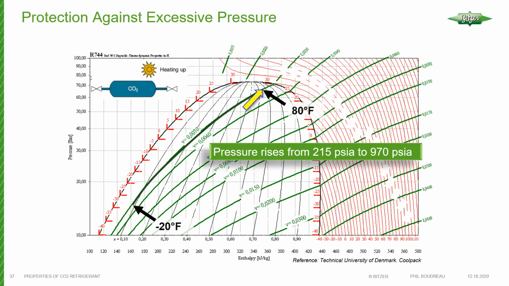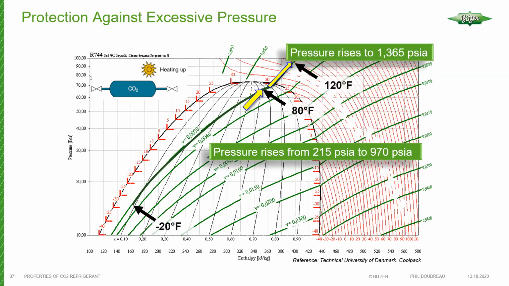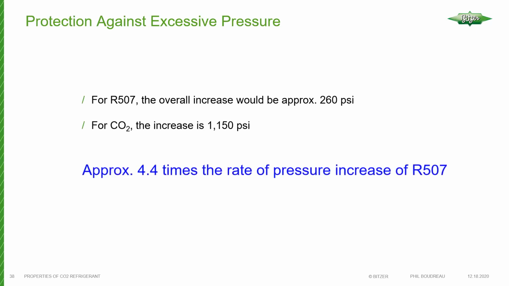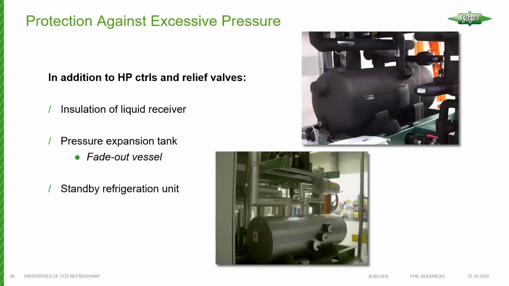So if we were to further increase, add more heat to that cylinder to a point where we bring it up to 120 degrees Fahrenheit, now we're going to follow this constant volume line, and we end up with a pressure of 1,365 psia, just to give you an idea of what the pressure increase would be when we go through a temperature range of -20 to 120 degrees Fahrenheit. For our 507, the overall increase would be approximately 260 psi. So for CO2, the increase was 1150 psi, which is about 4.4, almost 4.5 times that of 507.